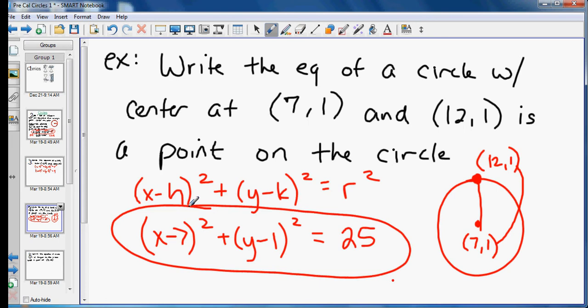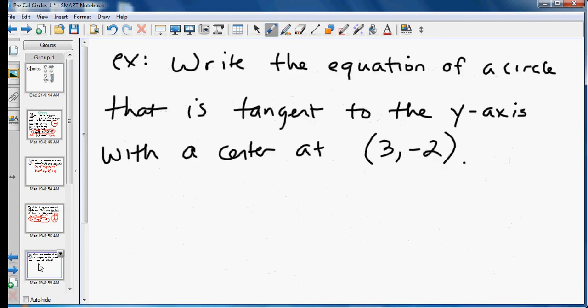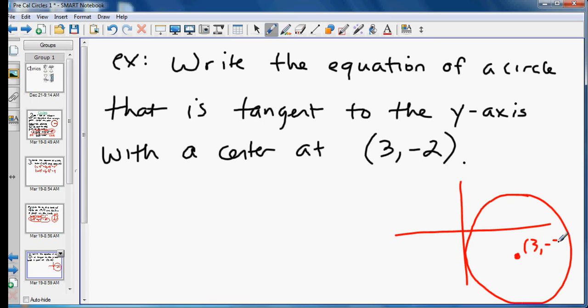Okay, this one says write the equation of a circle that is tangent to the y-axis with a center at (3, -2). Alright, so (3, -2) would be about here, and it tells us it's tangent to the y-axis, so about like that. What that's going to allow us to do is find a point on the circle just like we did in the previous example. So if it's on the y-axis, we know the x value has to be 0. Think about it, everything along the y-axis, the x value is always 0. And since it's right in line with the center, we know this would be the point (0, -2).